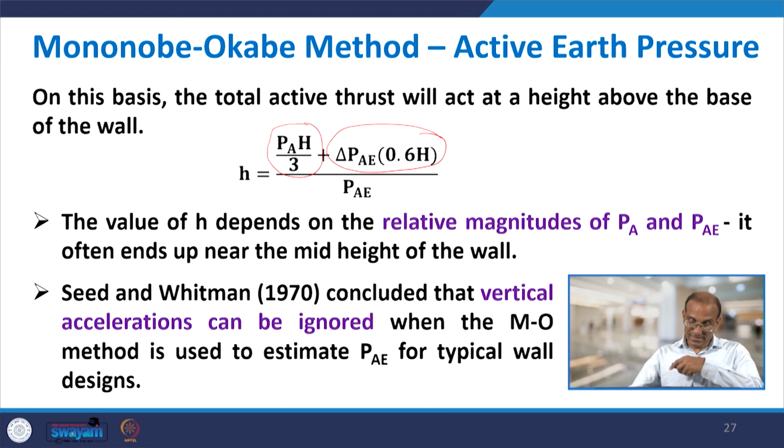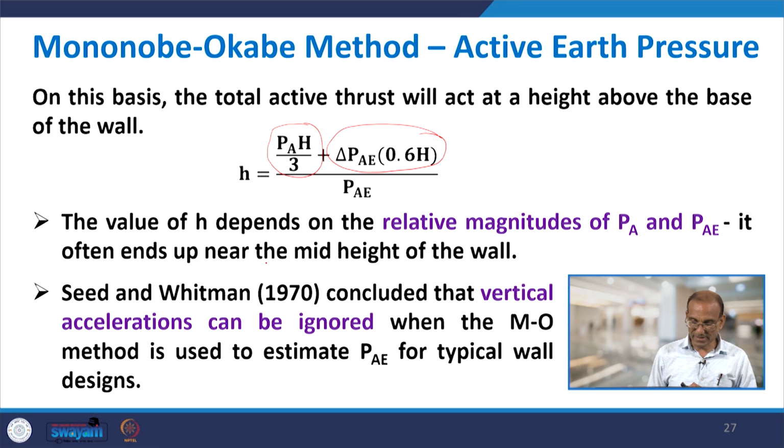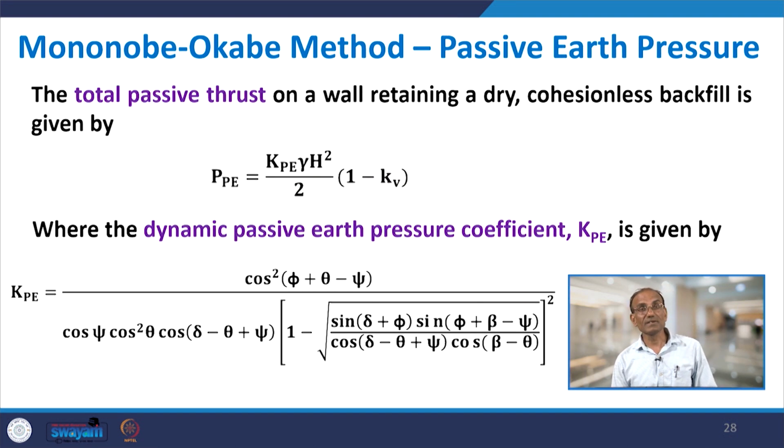And naturally the answer will come somewhere between h by 3 to h by 2. So, it will not be past the middle path. The value depends on the relative magnitude of Pa and Et, but often ends up near the mid height of the wall. Seed and Whitman concluded that vertical accelerations can be ignored when the MO method is used to estimate PAE for typical wall designs. So, this was all about active pressure.